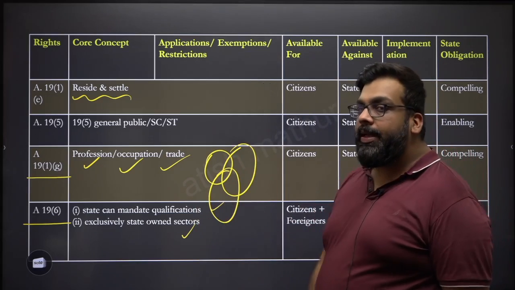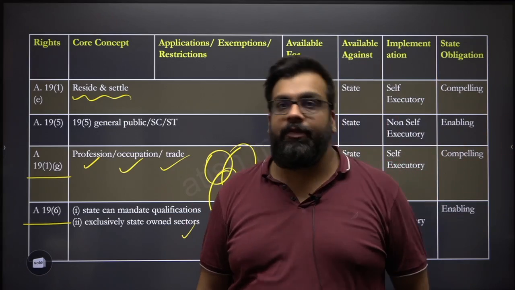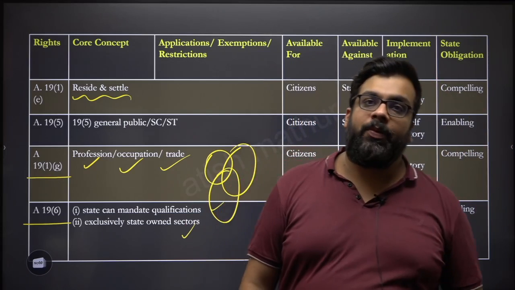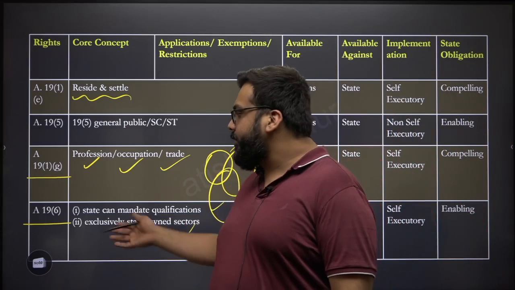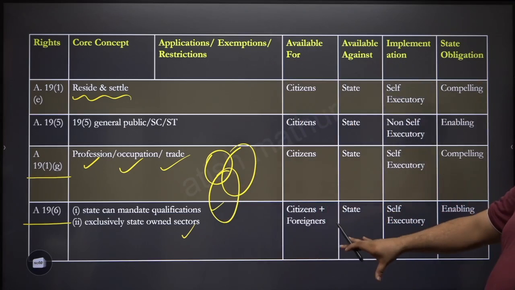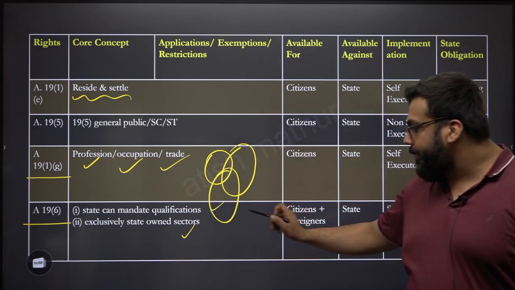For a very long time, you would have noticed that railways was exclusively a government monopoly. Space was exclusively where the government would work under. So all of that was justified under Article 19 Clause 6. Now, interestingly, and very important, it does not mention citizens.